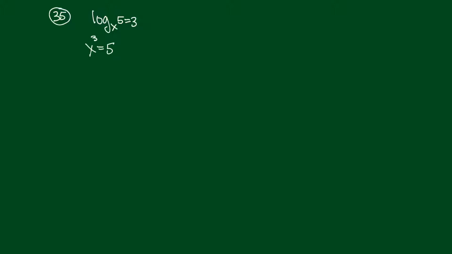But now this is x cubed. I don't want x cubed. Why don't we take the cube root of both sides, and that will bring us right to x equals the cube root of 5.